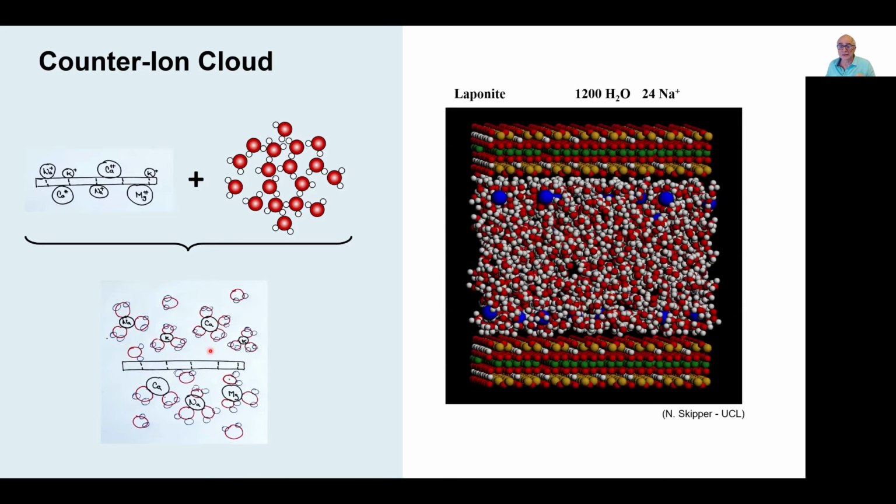So we can see, if we take a snapshot of a molecular dynamic simulation, once again from UCL, you see the hydrated cations around the clay, separated from the clay by water molecules in most cases. Some of them could remain stuck, particularly if they are small cations, forming what is called inner sphere complexes. But in general, what you see right there is the diffuse double layer around clays.